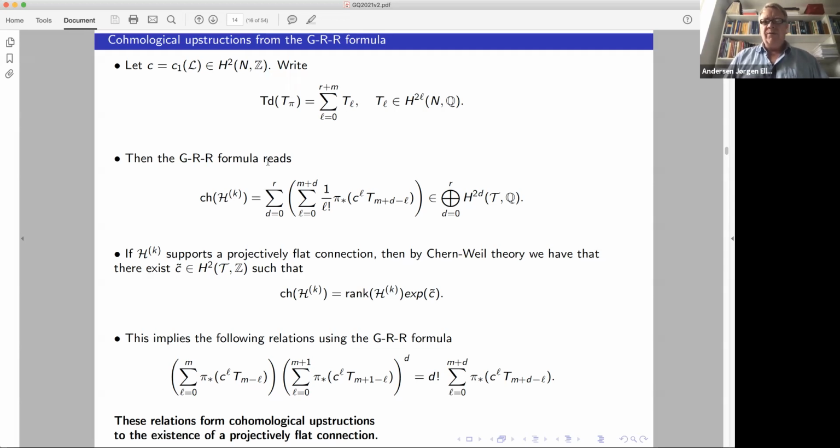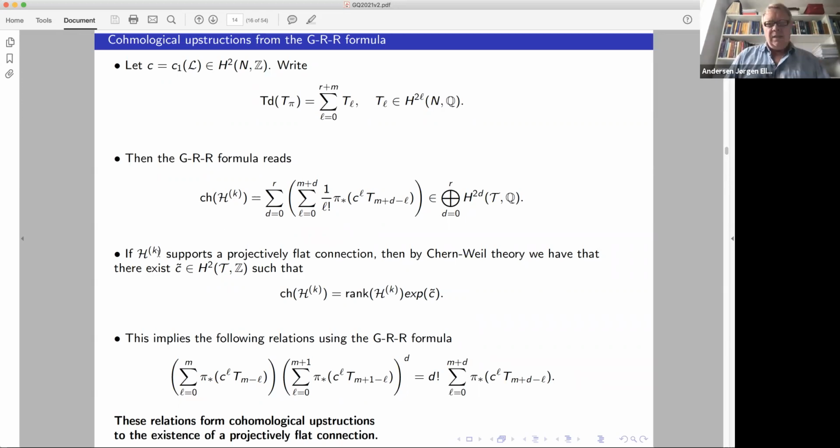Then the Grothendieck-Riemann-Roch formula reads that the Chern character of this bundle here is a sum from d equals 0 up to R in cohomological degree on the base. And then you have l equals 0 to n plus 1 over l factorial coming from the exponential of the Chern character from the first Chern class, C to the l cupped together with this part of the top class and pushed forward. So for example, if you put d equals 0 here, you will get the degree 0 part, which is the rank given by the usual Grothendieck-Riemann-Roch formula. But the higher degrees tell you what the first Chern class, the second Chern class, and so on are via the usual formula between Chern character and Chern classes.